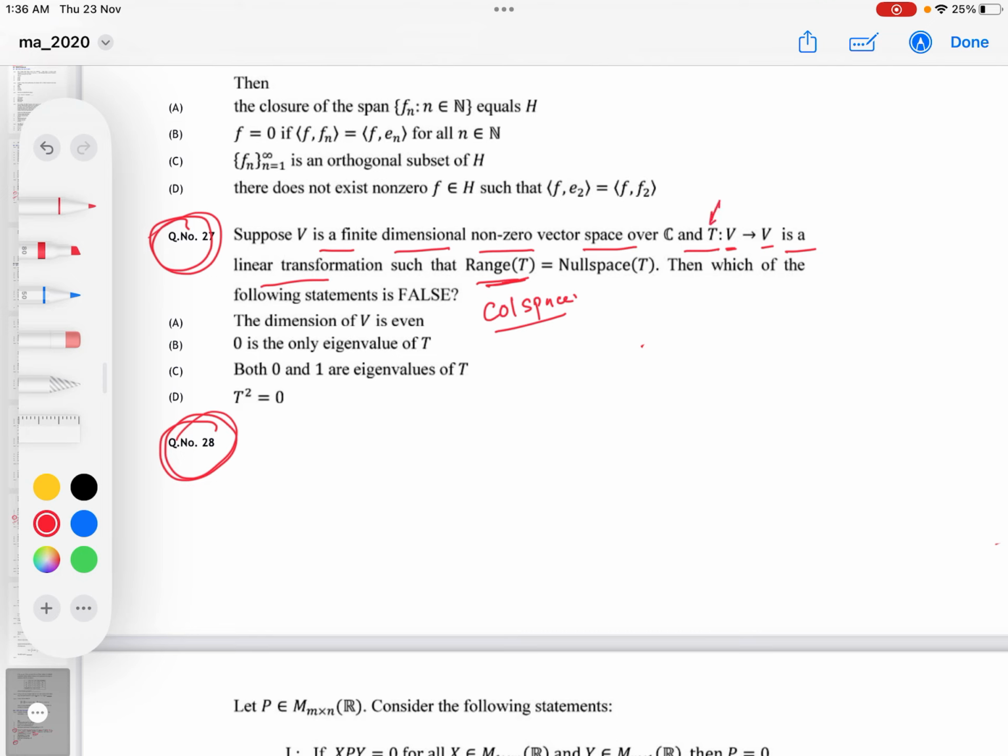So if we apply this transformation T to any vector, then the transformation is happening such that it is transformed to the same vector, or you can say the same space. T is a linear transformation such that the range of T is equal to the null space of T. Then which of the following statements is false?